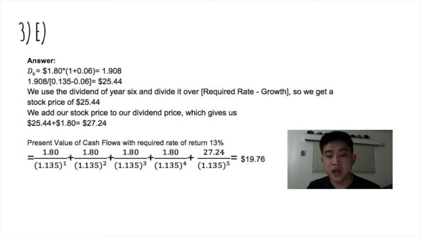We then add our stock price to our dividend, which gives us $25.44 added to $1.80, which gives us a value of $27.24. And as you can see from my calculations of the present value of cash flows in the slide, we get a value of $19.76. The only difference about this present value calculation is that the dividends are constant. That stock price of $19.76 implies that TICO stock is overvalued at the current stock price of $22.26.